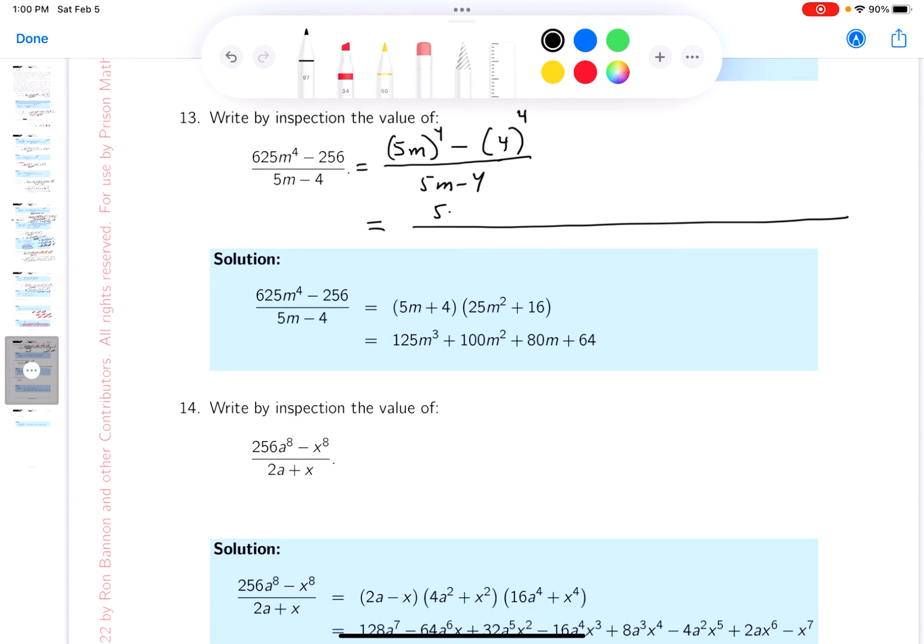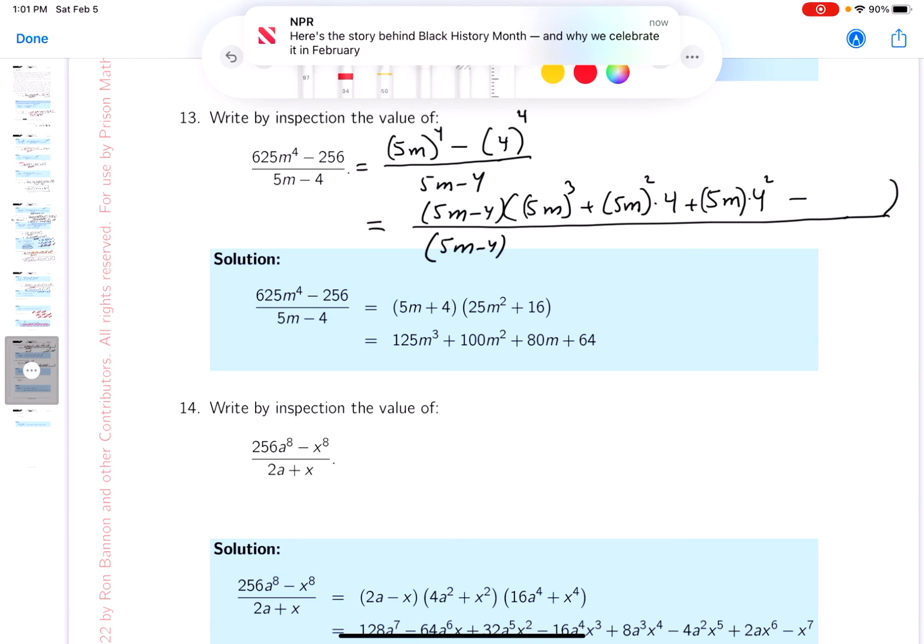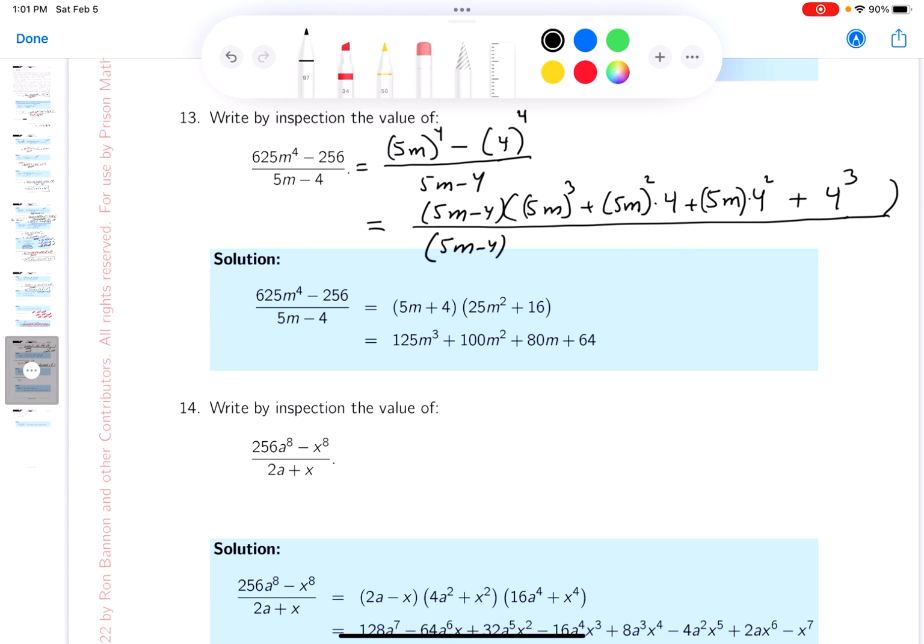So it's going to be 5m minus 4, and it's kind of complicated, but I'll write it down for you. Well, let's see. It's going to be 5m to the third power plus 5m to the second power times 4 plus 5m times 4 squared plus 4 cubed. And certainly I want to go through it, but the first thing I notice about this is that there's a cancellation, conditional, but there's a cancellation. And let me write down what you get.